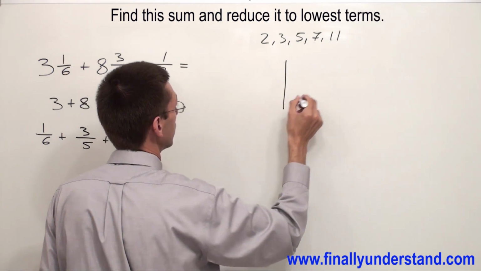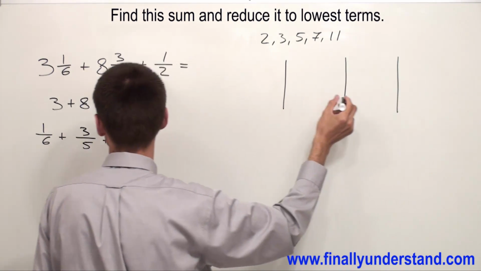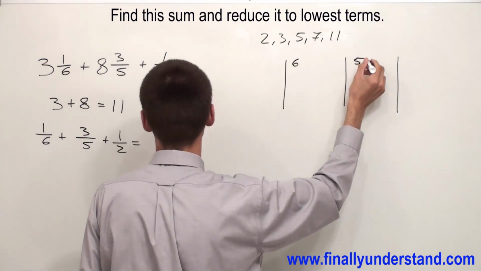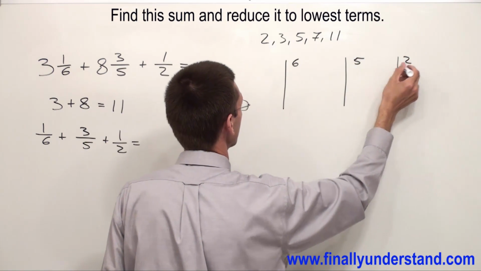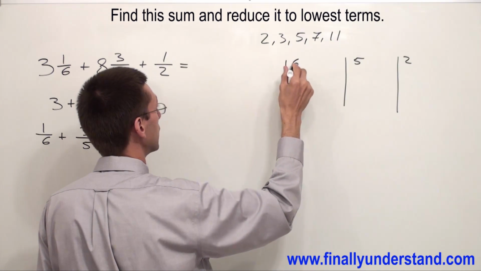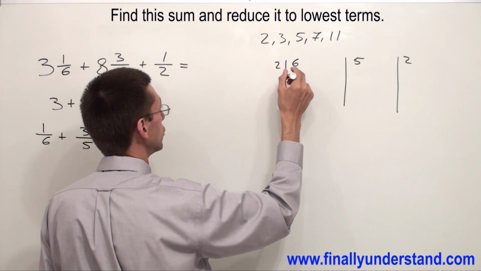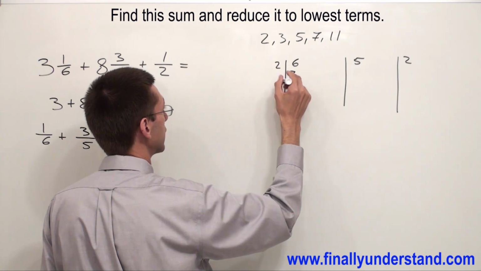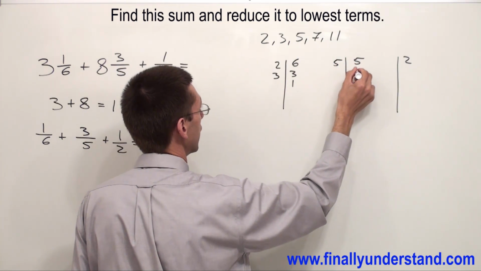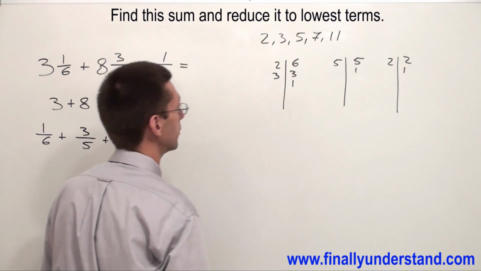And I have 3 denominators. Okay, I have 3 lines, and I have 6, 5, 2. Okay, divide 6 by the prime numbers. 6 is divisible by 2. 6 divided by 2 is 3. 3 I can divide by 3, which is equal 1. 5 is divisible by 5, and 2 is divisible by 2. We have 1 over here.